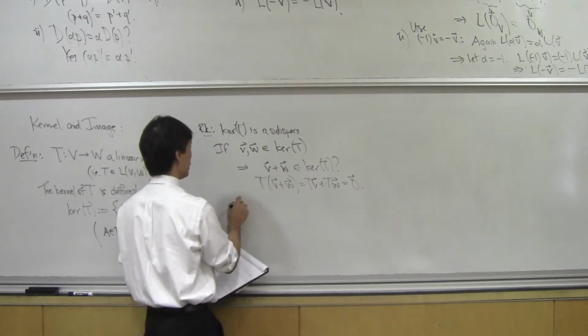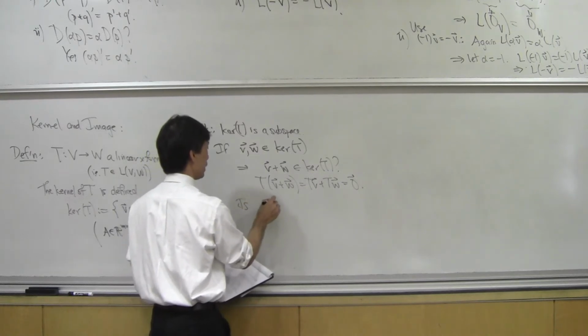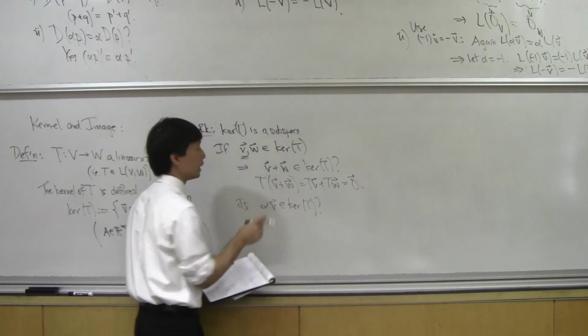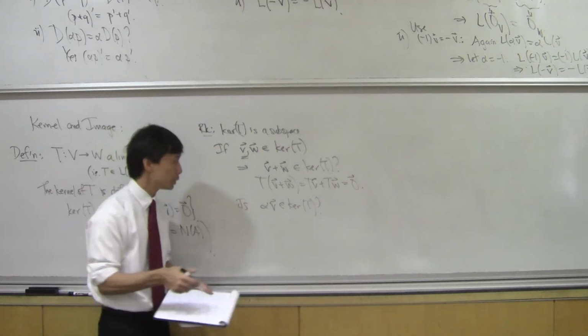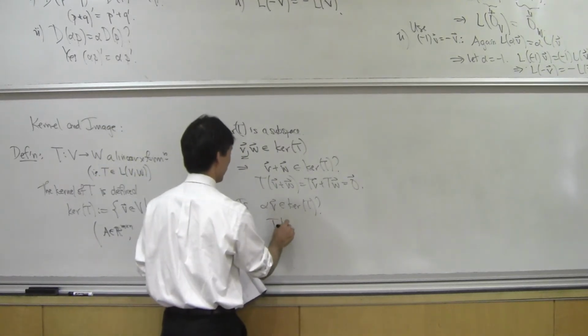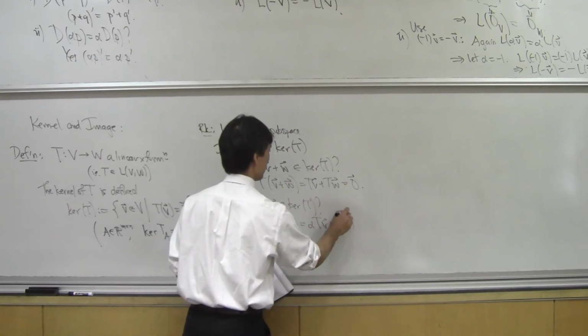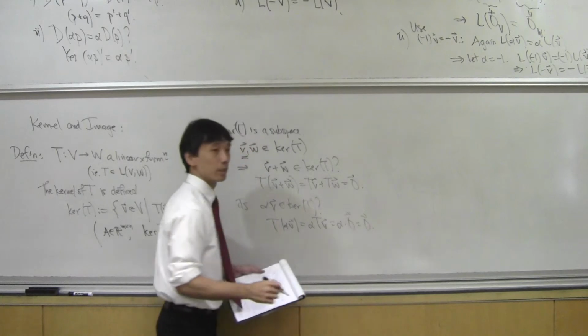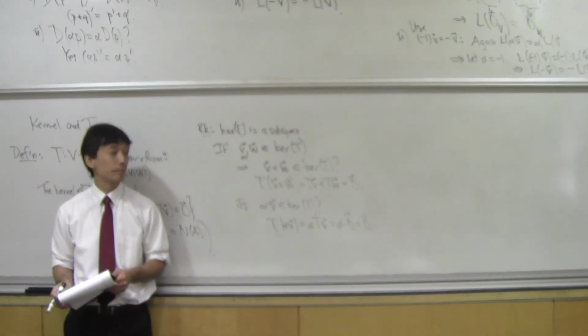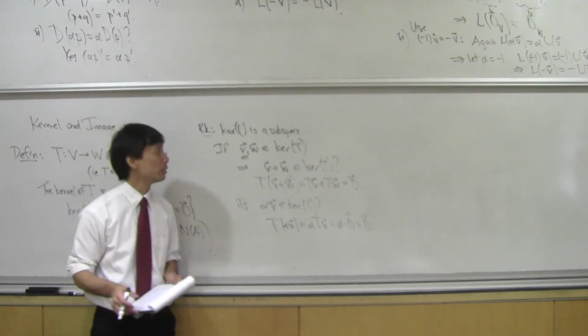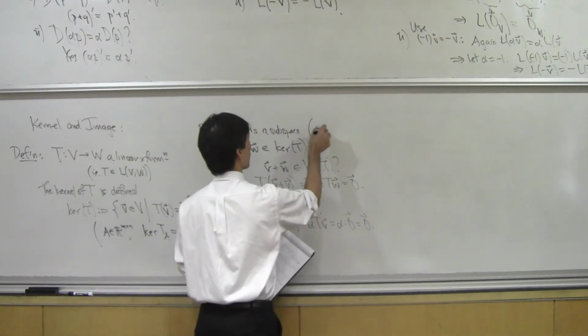Is alpha V in the kernel? If V is in the kernel, is alpha V in the kernel? Sure, right? Because T of alpha V would be alpha of T of V. So that's alpha times the zero vector, so that's just the zero vector. So the kernel of T is a subspace of V.